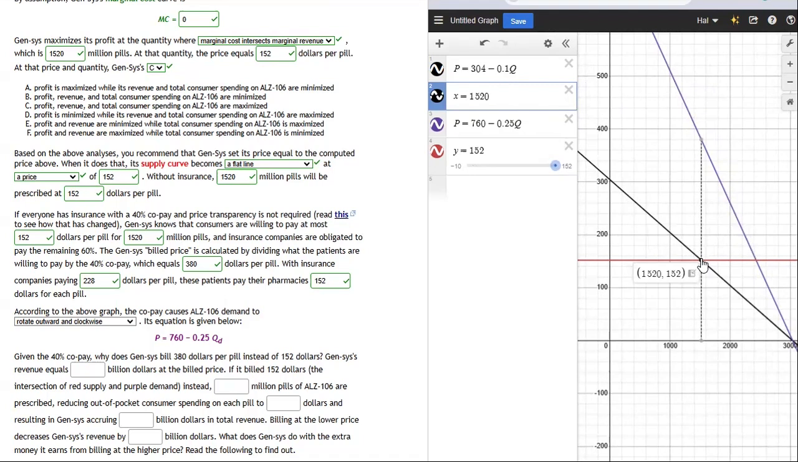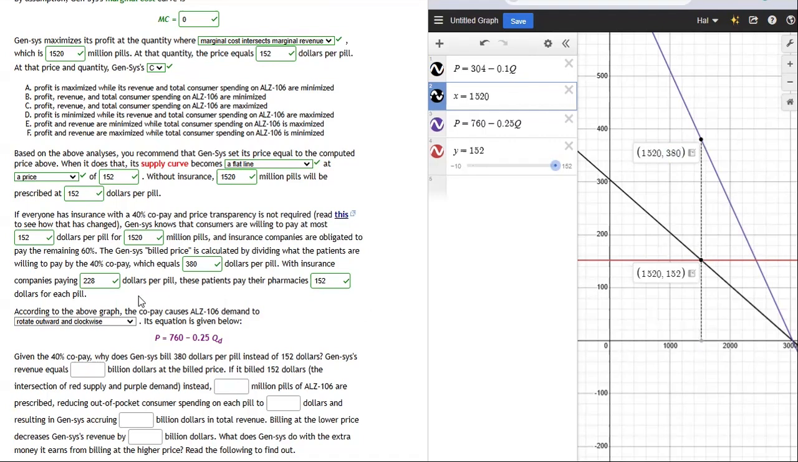Without a third-party payer, 1,520 million pills would have been prescribed at a price of 152. But because of coinsurance and how it works in our economic model, the pharmaceutical company knows 40% of 380 is this 152, which is the most the consumer is willing to pay for this medication. So the difference between this dot's height and this dot's height is the portion of the billable price that is paid by the insurance company. And the difference between this height and zero height is the maximum price consumers are willing to pay for 1,520 million pills.